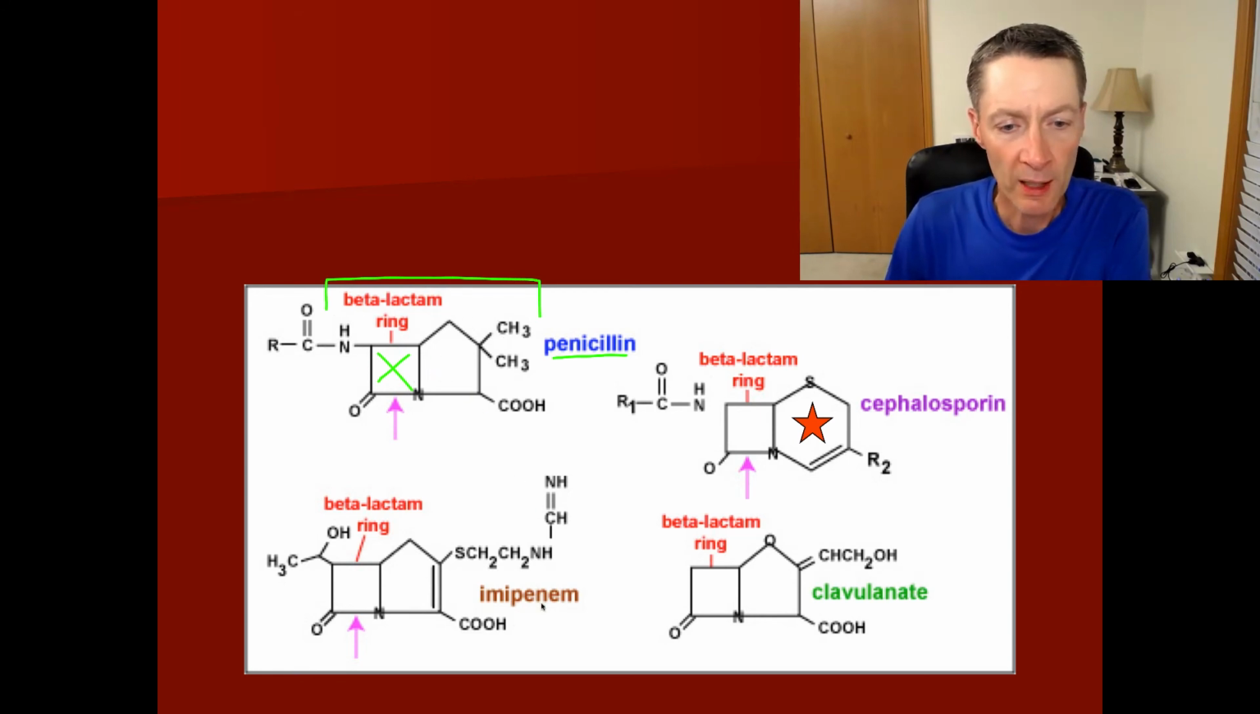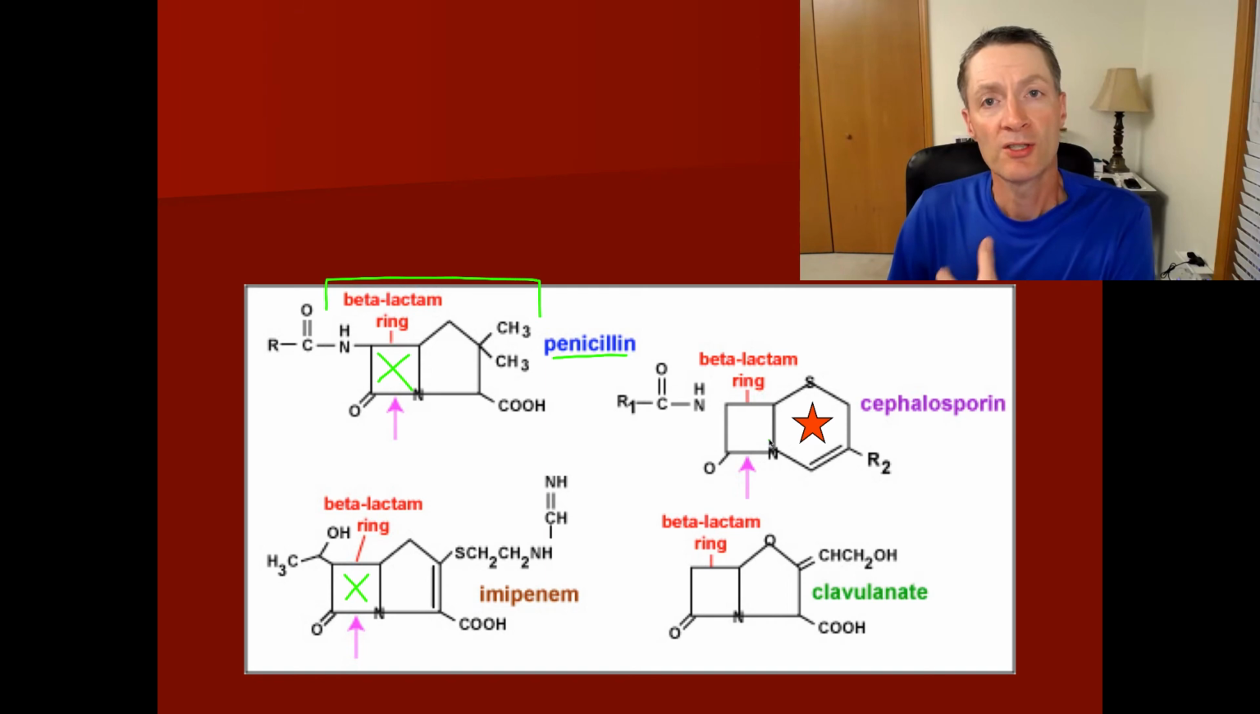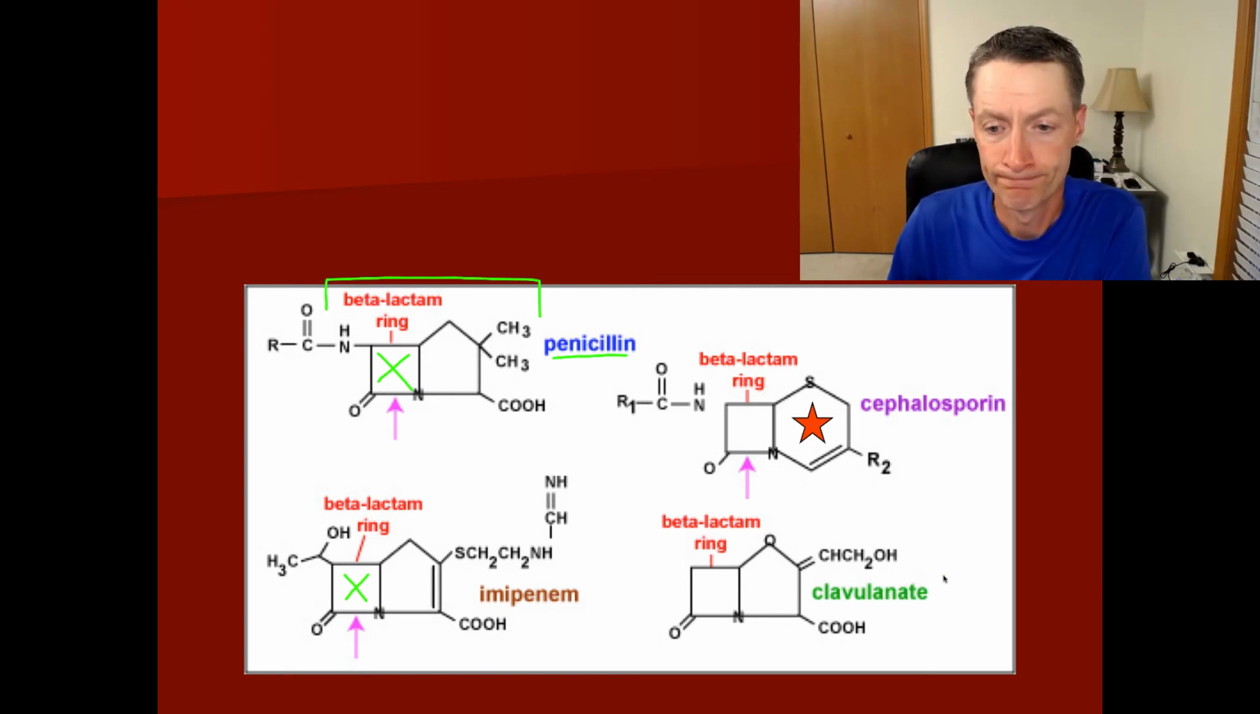But when we look at imipenem, which is in a different subgroup, guess what? We still see a beta-lactam ring. But there's more that's happening here, right? The common nucleus that we see with penicillin, well, that's all changed, right? So again, it keys in on the fact that beta-lactam rings are really important to inhibiting something about the bacterium that protects itself from antibiotics.